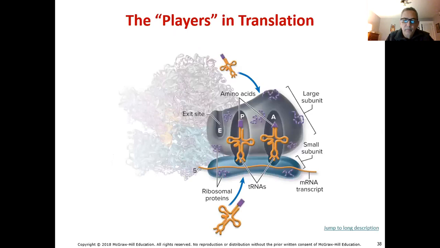So the ribosome has the two subunits. It has a P and an A site. These little blue shapes represent an amino acid. First, the two parts of the ribosome have to come together, and the message RNA has to bind. It has a start codon, and a transfer RNA with an amino acid has to start at the start codon. And then the next transfer RNA comes in.